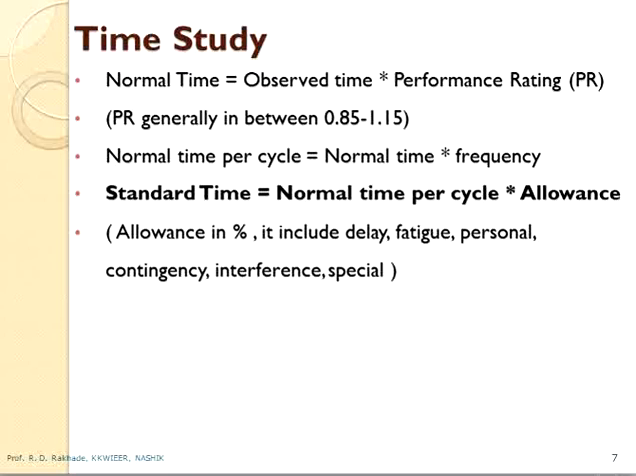So if performance rating is not given in the problem, then we generally consider a range between 0.85 to 1.15, or we can say 15% plus minus with respect to 100%. So normal performance rating we consider as 100%. If below, that is 0.85, or above performance, that is 115%. So in this way we can calculate standard time of a qualified worker.